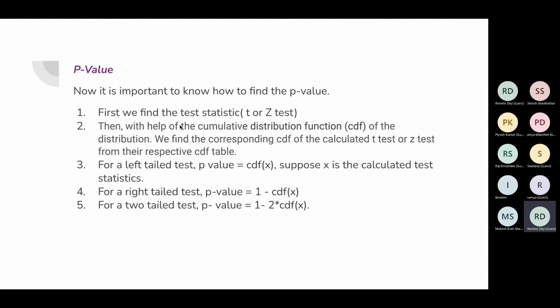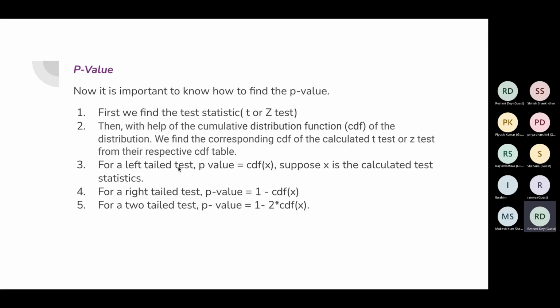How to calculate the p-value? The steps to calculate the p-value are: first we need to find the test statistic, that is T or Z, depending on which test to perform. Then we find the CDF of the distribution from the Z table or from the T table, depending on the test we are performing. For a left tail test, our p-value is the corresponding cumulative distribution function. And for a right tailed test, our p-value is 1 minus the CDF of x. CDF of x here is the cumulative distribution function of the T score or Z score, which we will calculate using the T test or Z test.